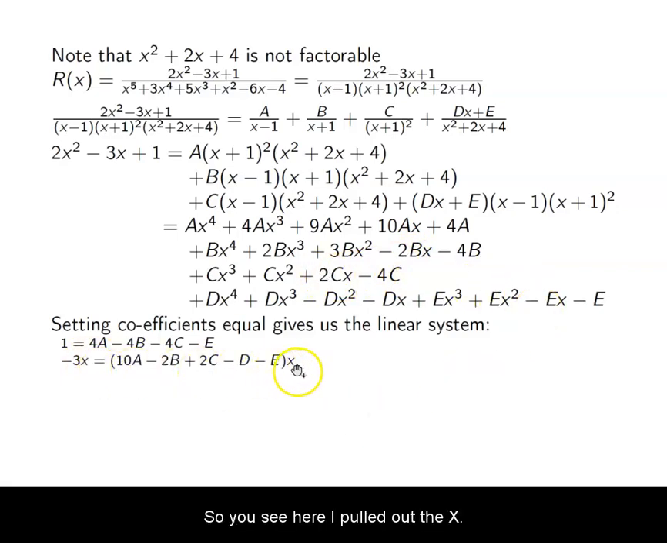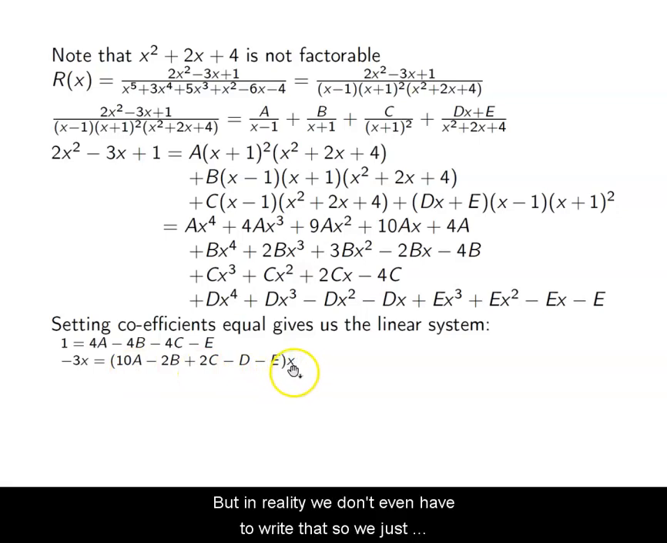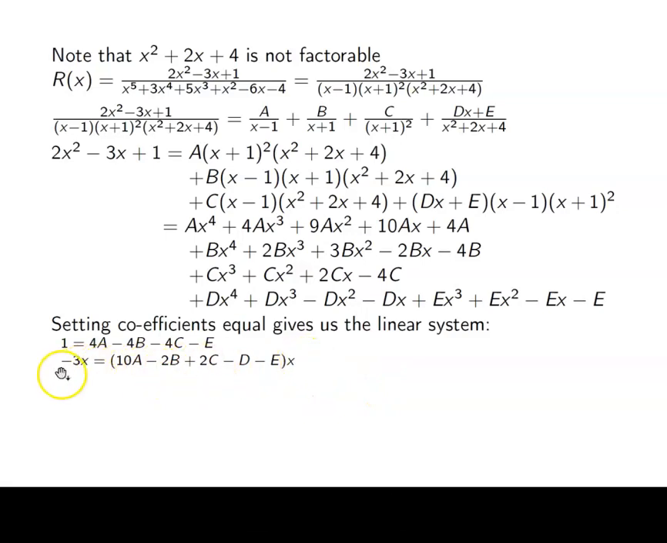All right, so you see here I pulled out the x, but in reality we don't even have to write x. We just need to equate the coefficients. Because if I divide this whole equation by x, there are no x's there. So I'm really just interested in negative 3 is equal to 10a minus 2b plus 2c minus e. Right?